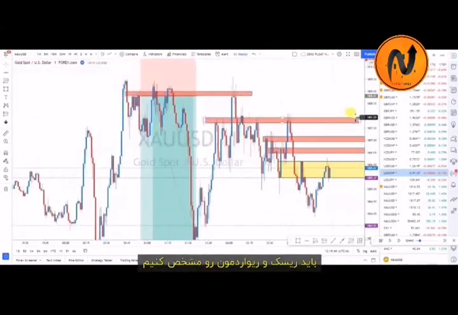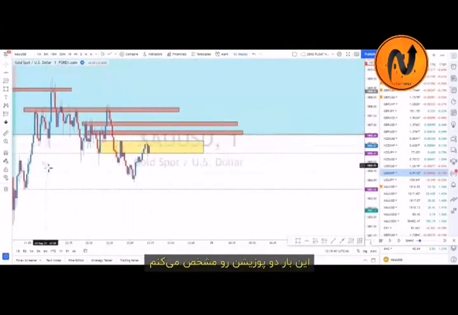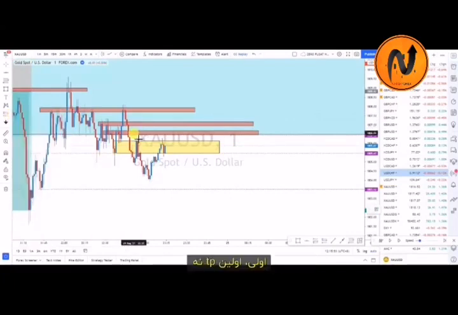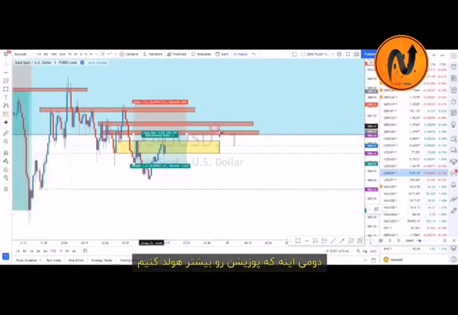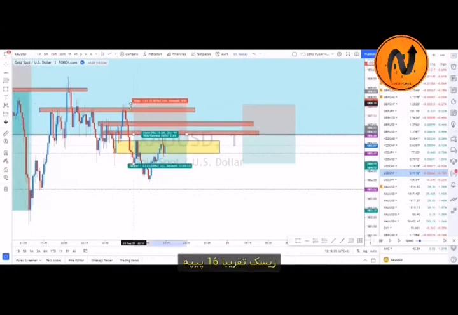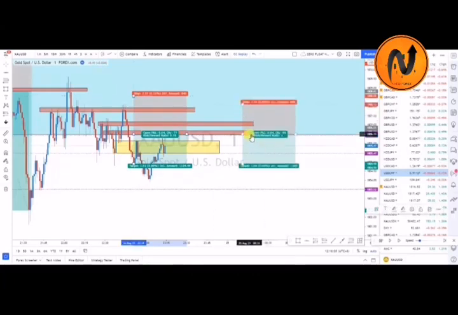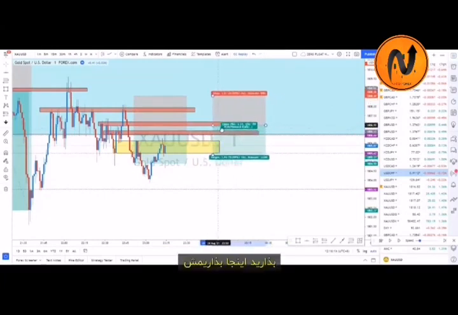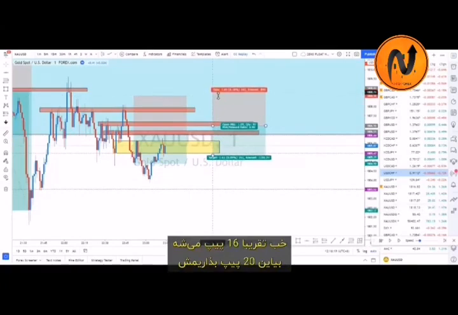We need to mark our risk and reward, our entry here. This time I'm gonna mark two positions. Okay, two positions. One is to first TP. Second is to hold on the longer position. Okay, so I'm gonna risk here, from here to here, risk is about 16 pips. I'm gonna put in 20 pips. Okay, so let's put here, guys. Let's try here. So if here will be around 16 pips, let's put in 20 pips.